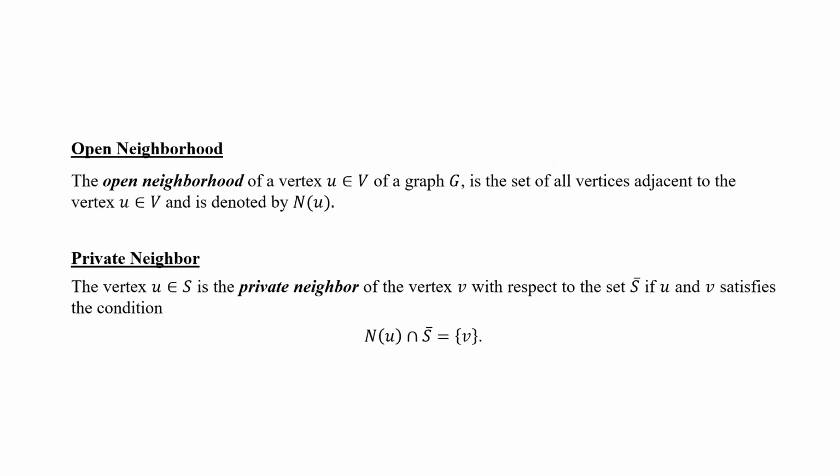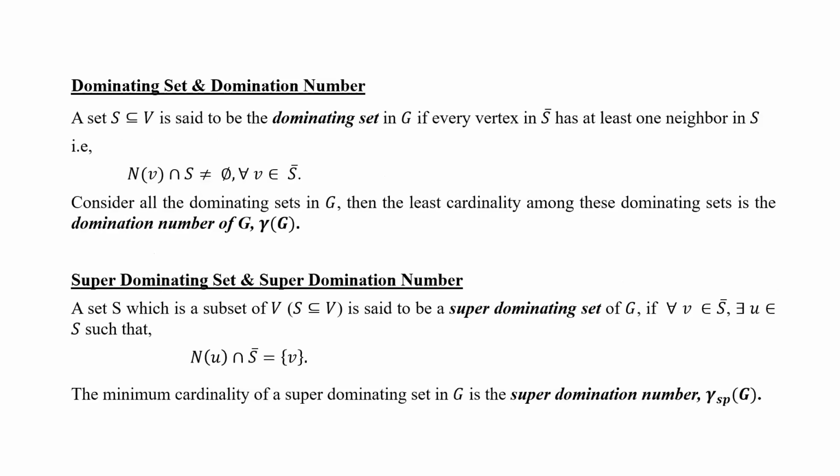Now let's look into the basic definitions which we require. First is the open neighborhood. The open neighborhood of a vertex in the graph is the set of all vertices adjacent to that vertex, and it is denoted by N of u. And that vertex is said to be a private neighbor with respect to the complement of that set if the vertices u and v satisfy the condition N of u intersection S bar equal to the singleton set V.